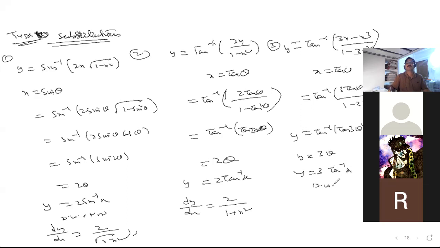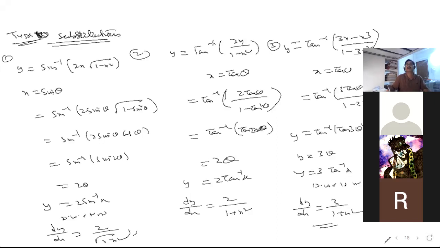Now differentiate with respect to x. What will happen? dy by dx is equal to, come on, tell, 3 by (1 plus x square), right? Yes. Right? Sir, can you once explain type 9? Nothing. You are supposed to select here. Type 9.